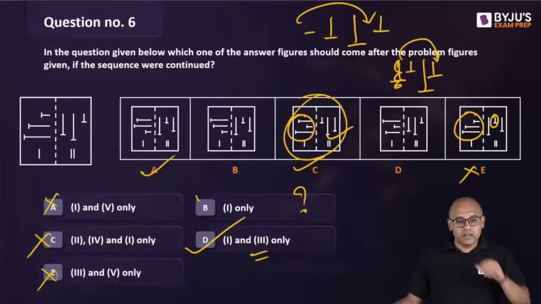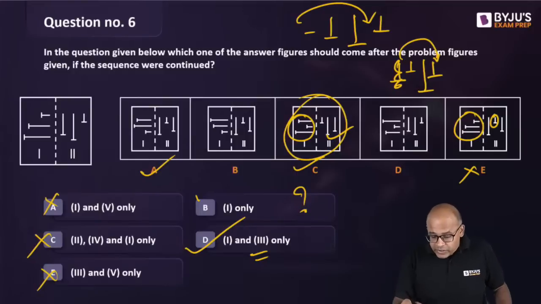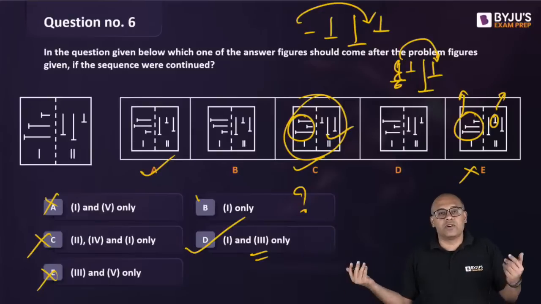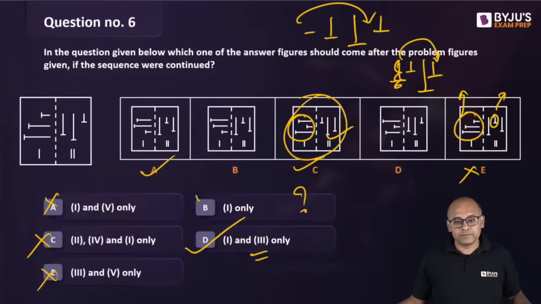Okay, clear? E is exactly the same as the question. That's the reason why E is not the answer. This part is the question and this is the same, so you can directly say it is wrong. Okay?